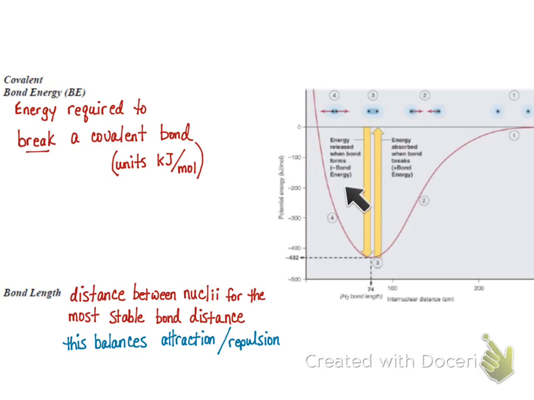We see that in this energy diagram. This is potential energy. These are the atoms really far apart. They're attracted to each other, so the energy goes down, which is good. If they get too close together, the energy shoots up, which is bad. The most stable place is the lowest energy configuration, and that's the bond length.